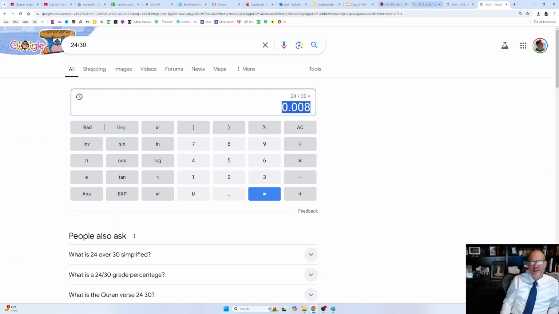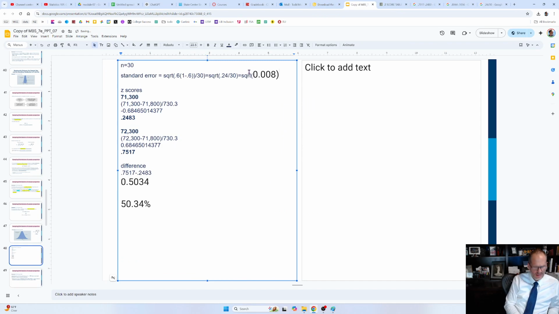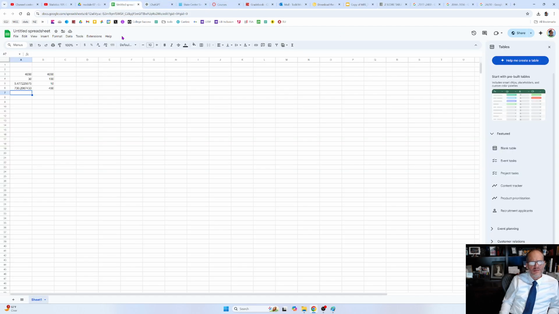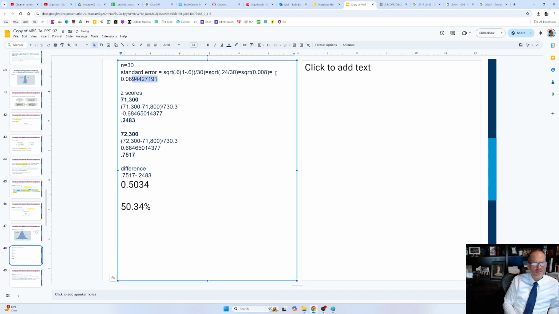I'm going to copy that and bring that in here and put that as equal to the square root of this. And now if I take that and put that into a spreadsheet right here, I'll just drop that in. The square root of that is equal to that value there. So I'm going to copy that and bring that back over here, and I'll say that is equal to that value there. So there's our standard error.